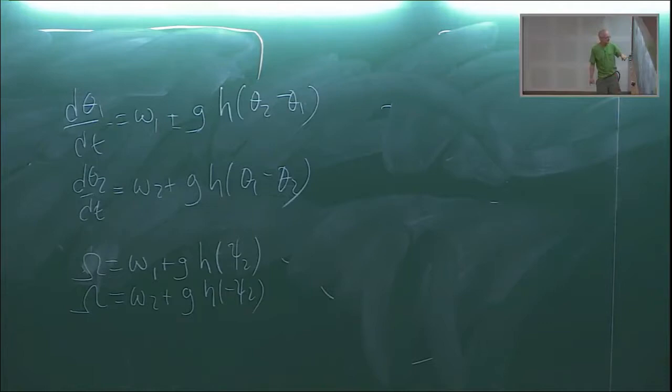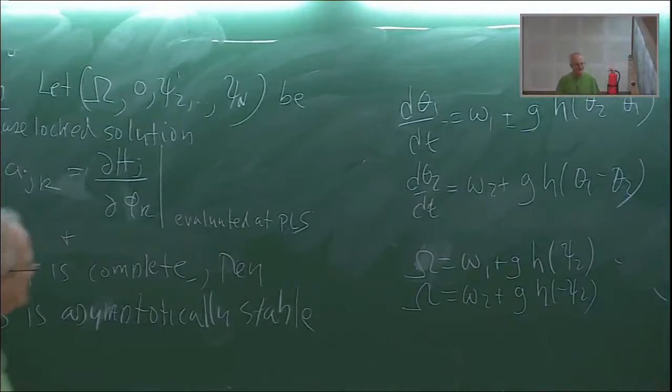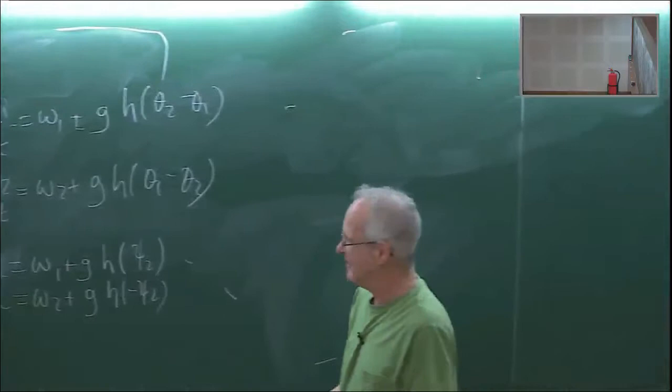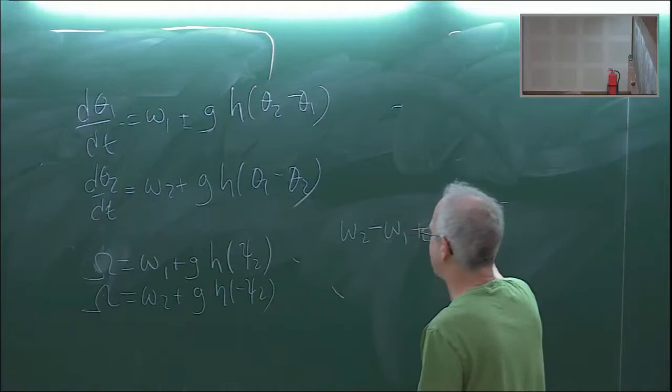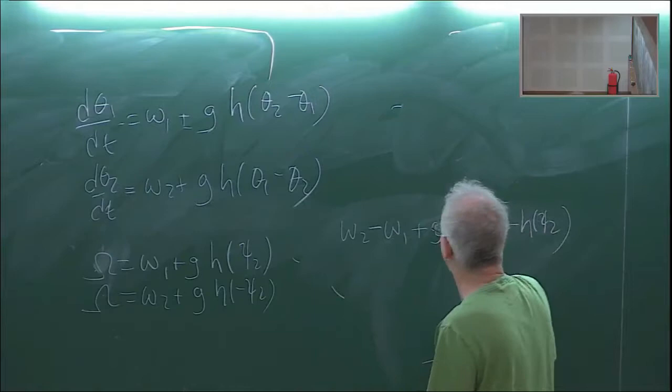Psi 1 is 0. Psi 2. All right, so let's subtract these two. That's the best way to get rid of this sucker. We don't want that in there. And we get omega 2 minus omega 1 plus g times h of minus psi 2 minus h of psi 2. Okay?